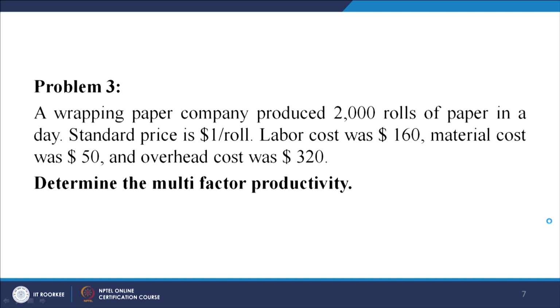So we have seen 2000 rolls of paper per day. Standard price is $1 per roll. Labor cost was $160, material cost was $50, and overhead cost was $320. Determine the multi-factor productivity. Now you can see here, nowhere it is mentioned what is the output, what is the input. Now we have to see what has to be taken as the output. Whatever is produced, the product produced, has to be taken as the output.